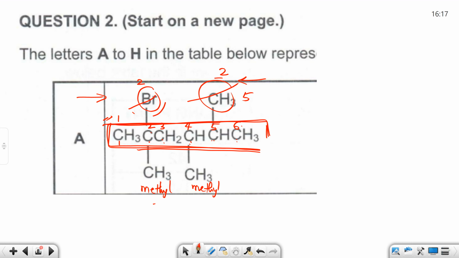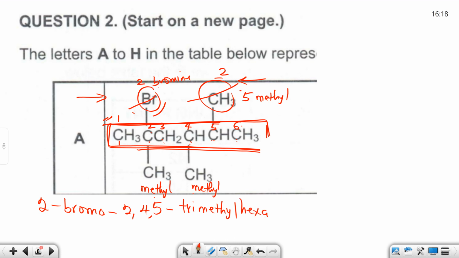Now, what's the name of this compound going to be? Again, we have to arrange alphabetically. Bromine, so which one comes first? Bromine. So we start from there. 2-bromo-. Now, all of these are the same. So what do we have? 2,4,5-trimethyl hexane.